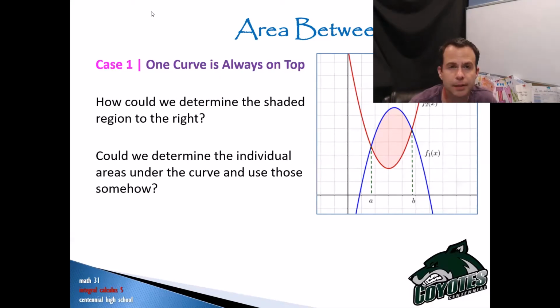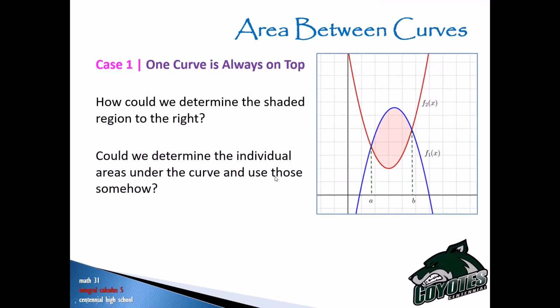And I'm just going to hide myself for a second because I'm probably in the way. Could we determine the individual areas under the curve and use those somehow? So I'm just going to grab a highlighter here for a second, and I want to show you. This blue line here is f1, right? So if I shaded this region in here, this would be the area of f1 from point A to point B. And I would take the integral of f1 and evaluate it from point A to point B, right?